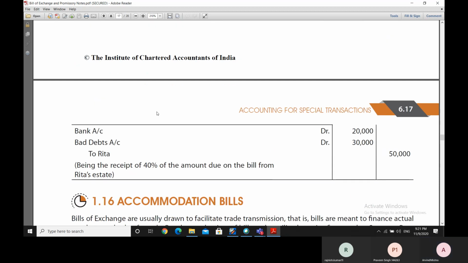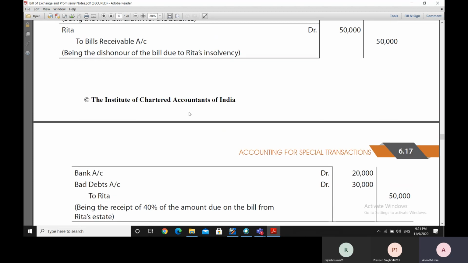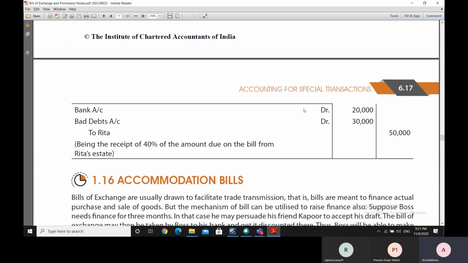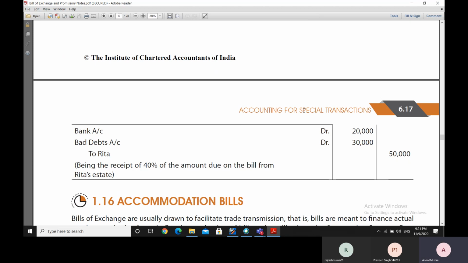Finally, Rita has failed to make the payment, and Rita is now having a debit of 50,000 rupees in her account. But however, out of the 50,000 rupees, 20,000 rupees is recovered to the extent of 40% of the amount due. So 20,000 is 40% of 50,000, and therefore that is recovered, and therefore that money has come into the bank account. So bank account has been debited by 20,000, and the remaining amount of 30,000 could not be recovered, and hence we are debiting the bad debt account with this 30,000 rupees and crediting Rita's account with 50,000 rupees.